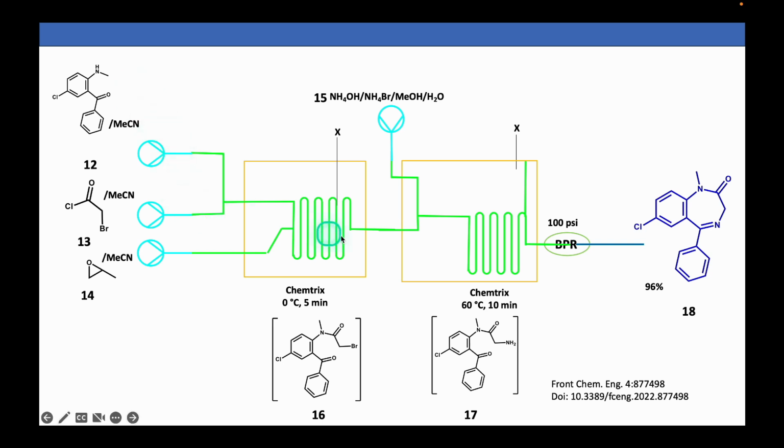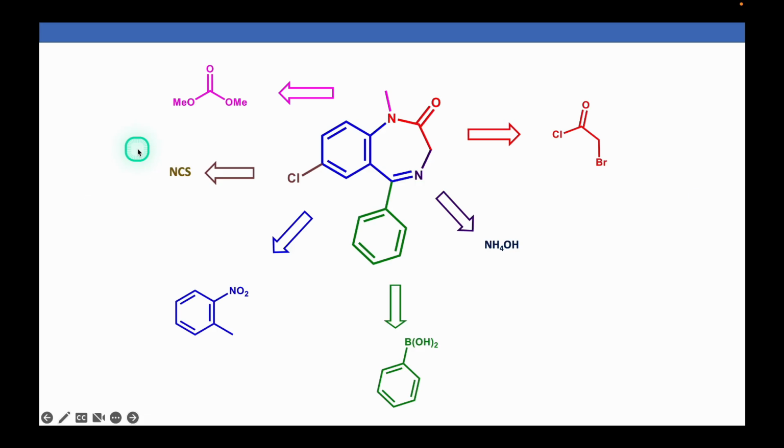The reaction mixture is transferred to a second microreactor where ammonium hydroxide is added, which generates ammonia and through nucleophilic substitution produces the aminoamide 17, which by intramolecular addition of the amino group to the keto group produces diazepam with 96% yield. In summary, here are the raw materials and their structural contribution.